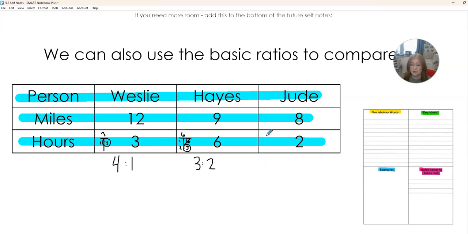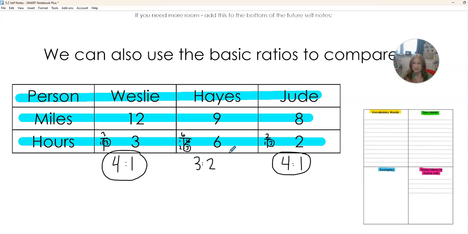So let's look at Jude. We're going to list factors of 2. So 1 and 2. And 8 is divisible by 2. So 8 divided by 2 is 4. 2 divided by 2 is 1. So I can see that Wesley and Jude both ran equivalent amounts.